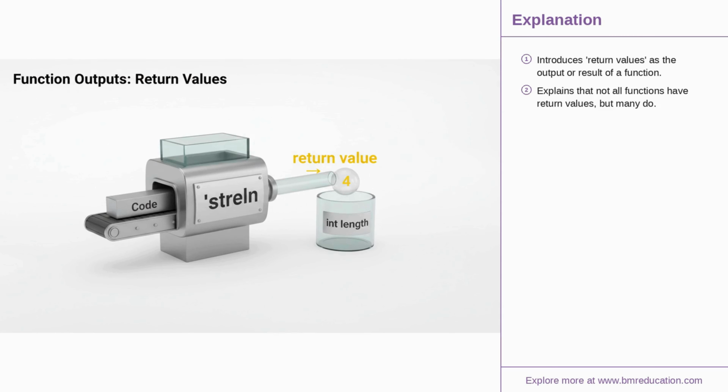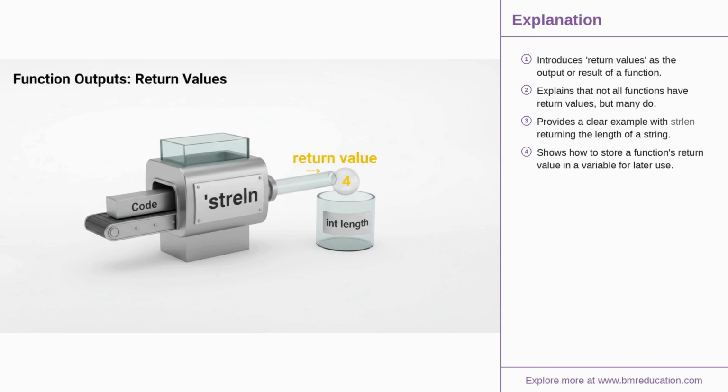While some functions just perform an action, many also give something back. This output is called a return value. It's the result of the function's work. For example, when you call strlen, which measures string length, it returns the number 4. You can capture this value in a variable to use later, like this: int length = strlen(...).